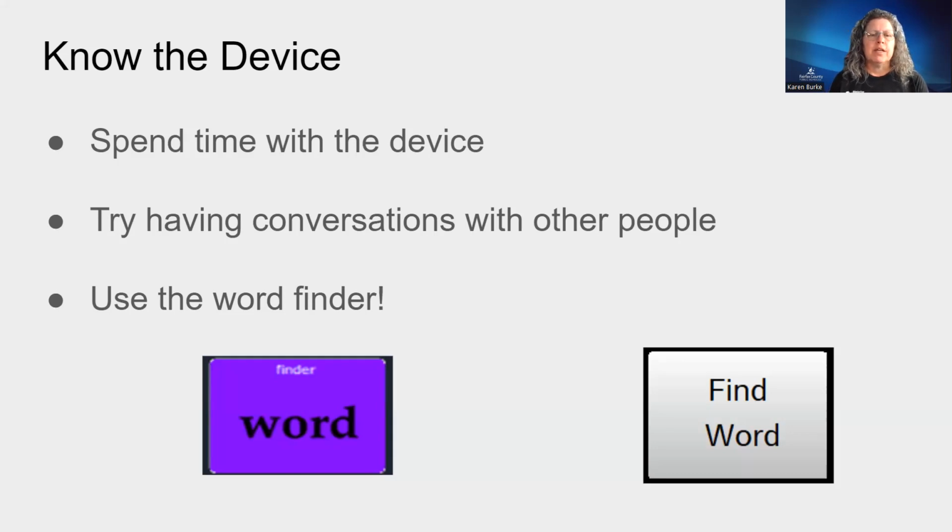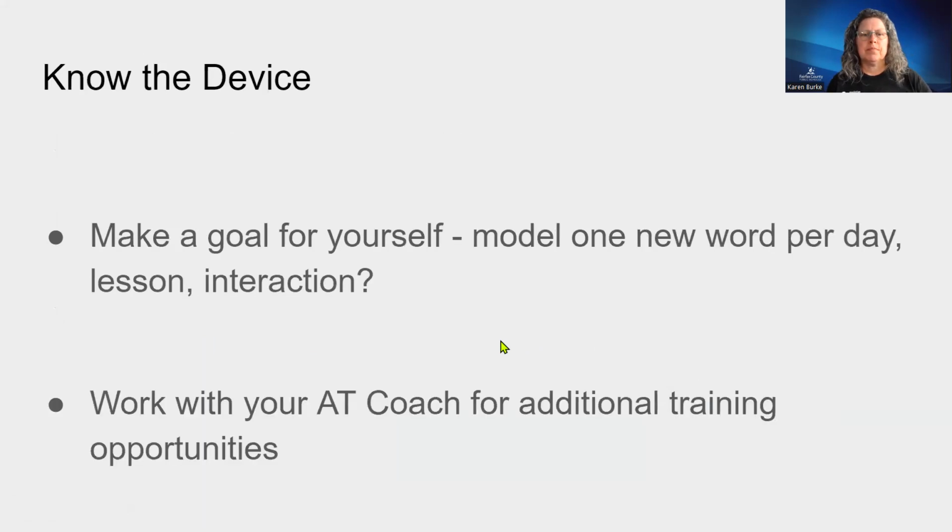The purple button here is what the word finder button looks like in Words for Life. The gray one is in Touch Chat. There is also a feature in Proloquo to go with a word finder. Just make sure you know how to use that and use it often. Make a goal for yourself to model 1 new word per day, per lesson, or per interaction. You can also work with your AT coach for additional training opportunities. We have a lot of great offerings this year.